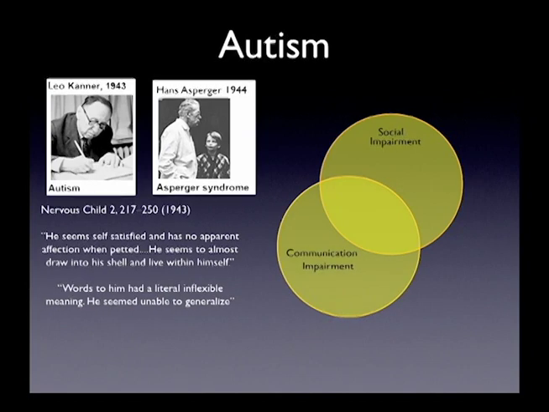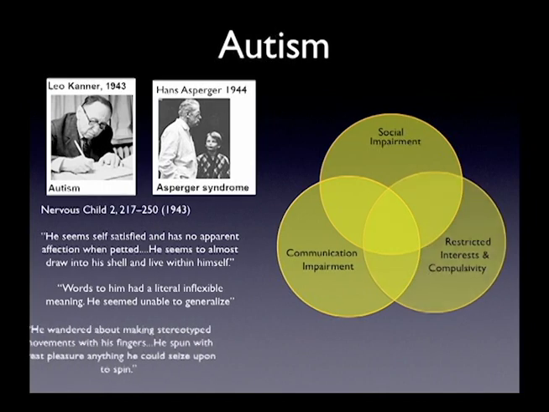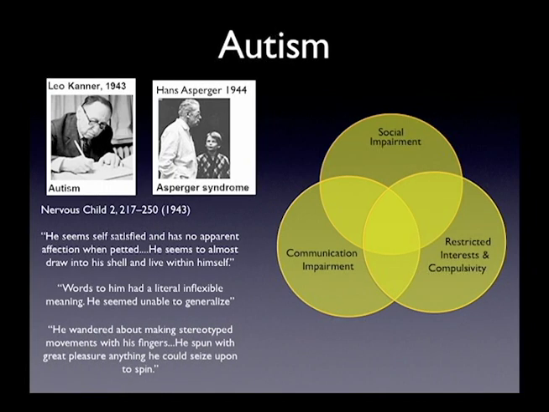He then said words to him had a literal and inflexible meaning. He seemed unable to generalize, and this describes the communication impairment. He said of Donald that he wandered around making stereotyped movements with his fingers. He spun with great pleasure anything he could seize upon to spin. And this, of course, describes the restricted interest and compulsivity.